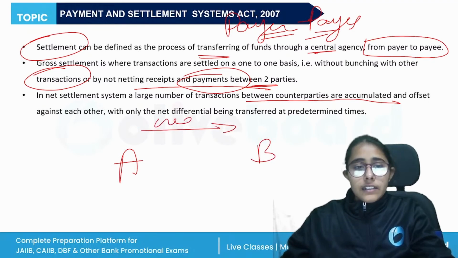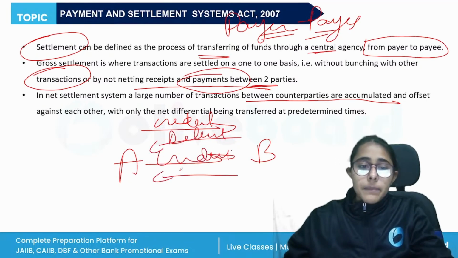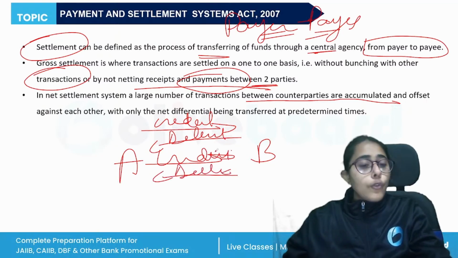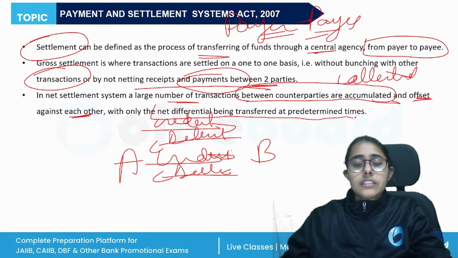First, a credit transaction was initiated from A to B. Then again, a debit transaction was initiated from B to A. Again, a credit transaction from A to B. Again, a debit transaction from B to A. So what will happen? A large number of transactions between two counterparties are accumulated. They are collected and offset against each other, with only the net differential being transferred at the predetermined times.